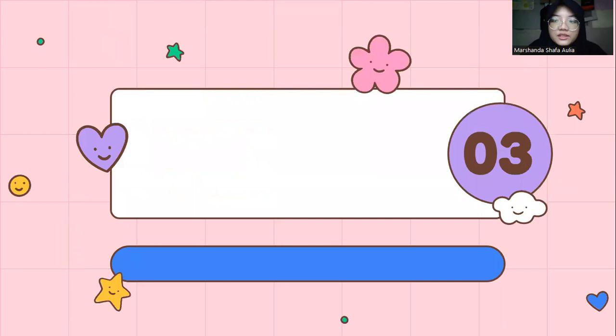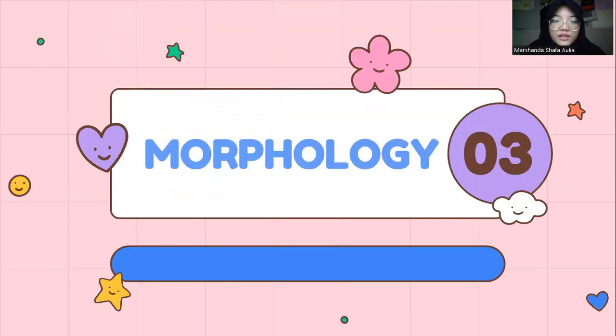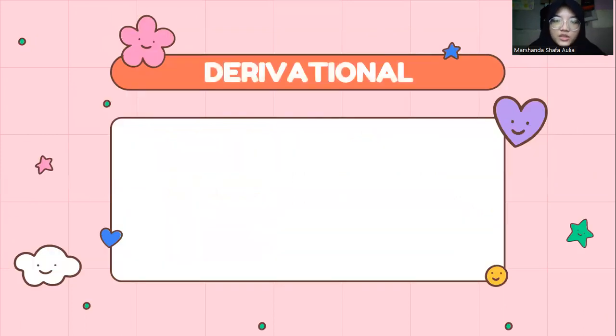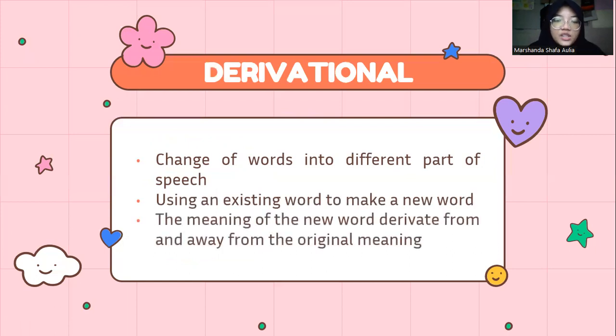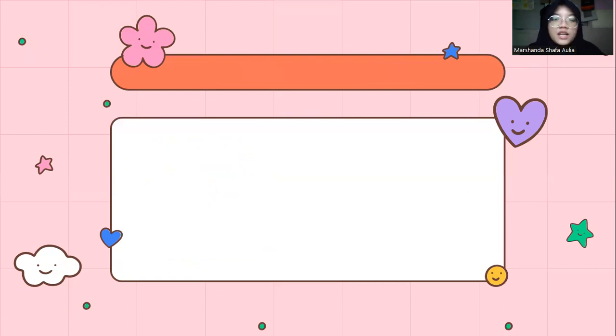We move to the third content, morphology, which is derivational morphology and inflectional morphology. So derivational morphology is a change of words into a different part of speech, using an existing word to make a new word, and the meaning of the new word is derived from and away from the original meaning. So it's a little bit difficult to understand, but we will just move to the examples so that we can understand it more.